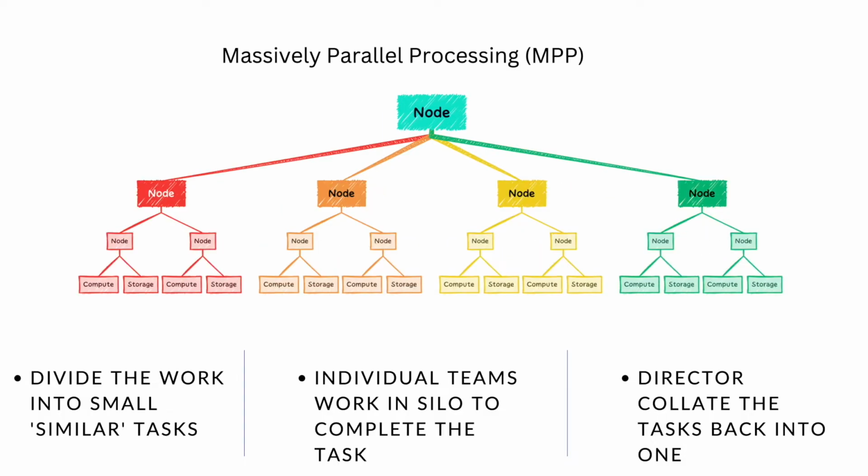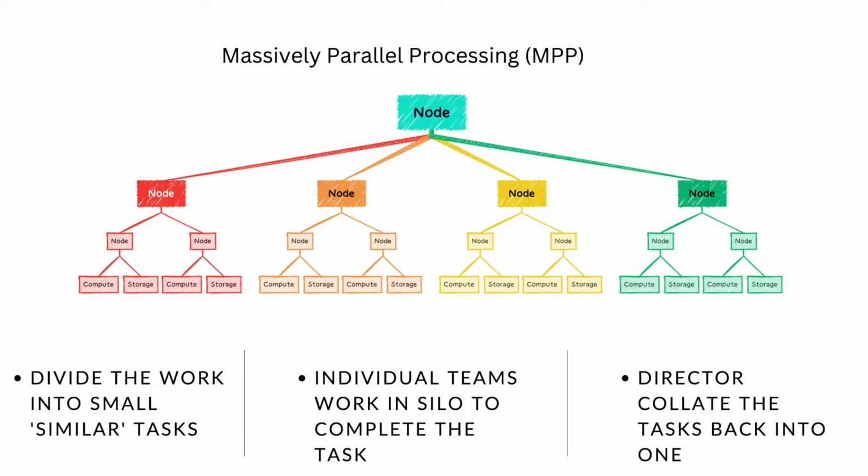Similarly, in an MPP system, there is a node. For the sake of simplicity, we can assume a node is nothing but a computer machine that has storage and compute. So it can process some information and it can store some information. So in a distributed environment, we have a multi-node cluster where one single node will act as a director or the main node.